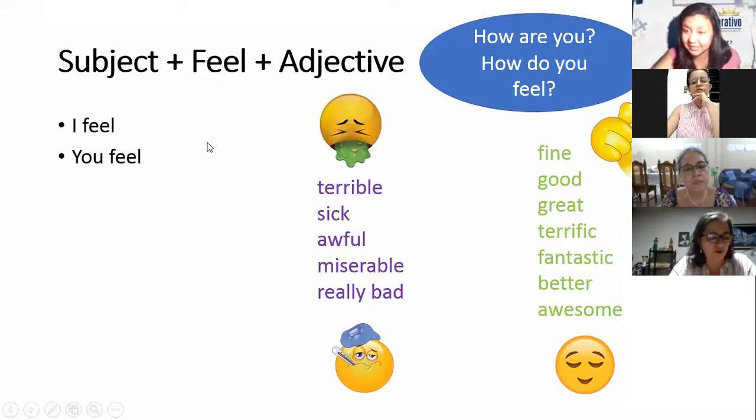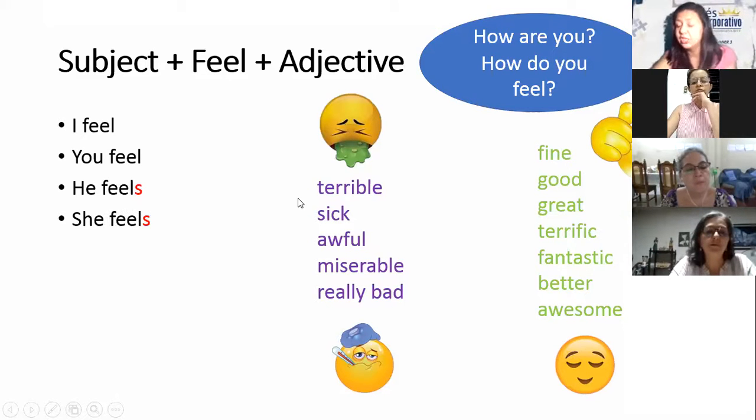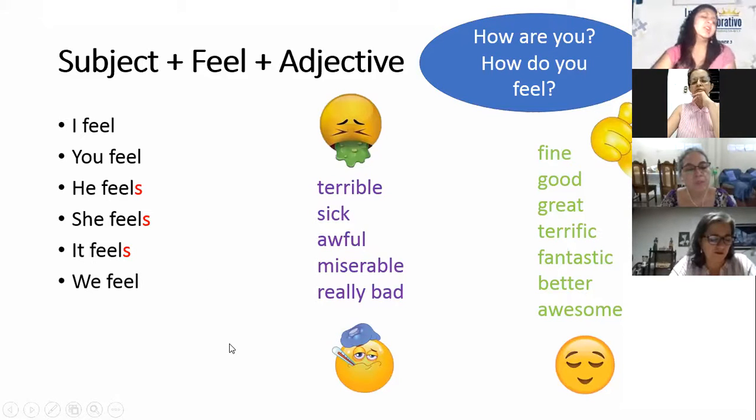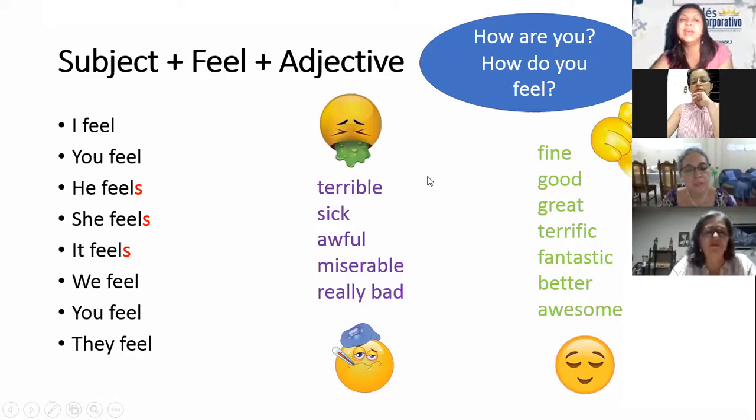You feel. Remember, you have to put the S to the verb. He feels, she feels, in the third person singular. It feels. We feel. You feel, and they feel. Okay, feel. And then you have to use adjectives.